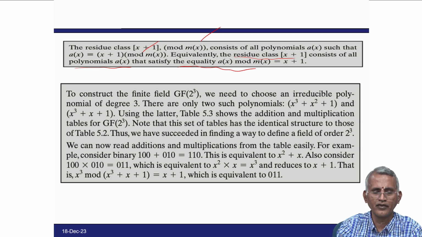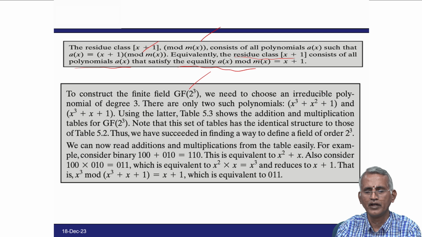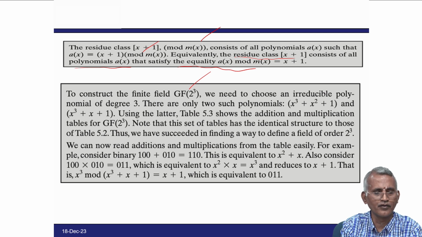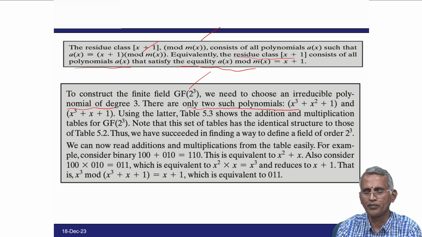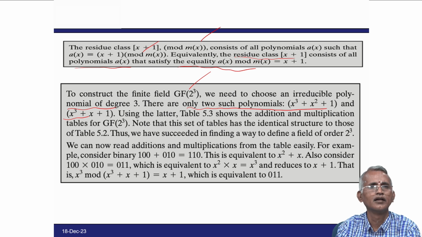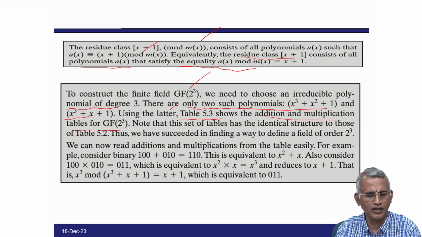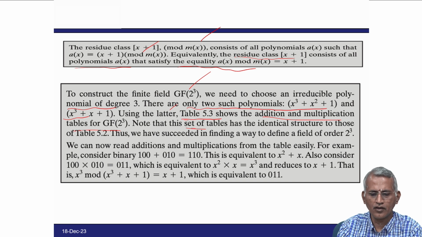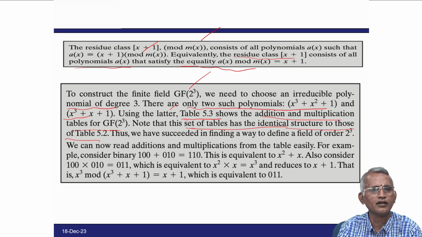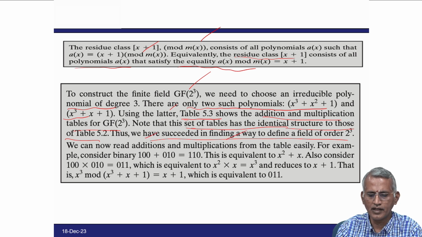So, to construct the finite field GF of 2 cube, we need to choose an irreducible polynomial of degree 3. There are only two such polynomials, one is x cube plus x square plus 1 and the other is x cube plus x plus 1. Using this, table 5.3 shows the addition and multiplication tables of the Galois field of 2 cube. Note that the set of all tables has an identical structure to those in the table, and thus we have succeeded in finding a way to define the field of order 2 cube. Now, read the addition and multiplication of the table easily.